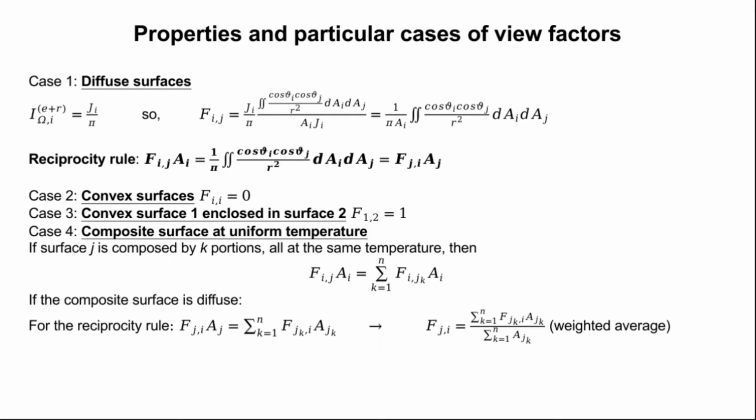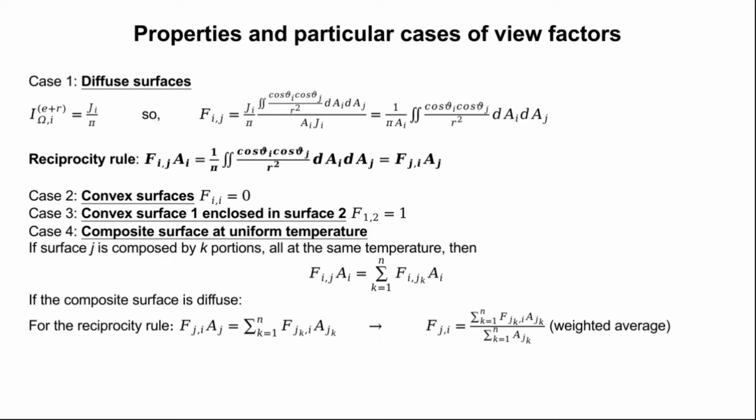Let's see some properties in particular cases of view factors. If a surface is diffuse, its intensity of radiation is independent from the direction, and it's equal to Ji over pi. We can then bring it outside of the integral, and simplify it with Ji at the denominator. By doing so, we eliminate the dependency on the heat flux, and view factors depend only on the geometry of the surfaces. Moreover, we see that the value of the integral does not change with respect to the reference surface. This property of view factors for diffuse surfaces is called the reciprocity rule.